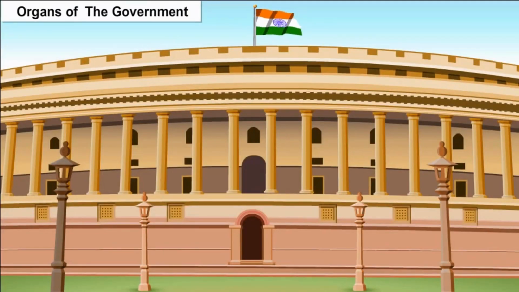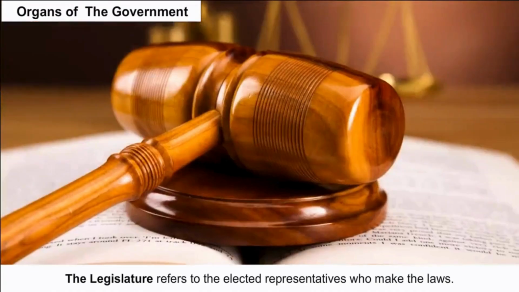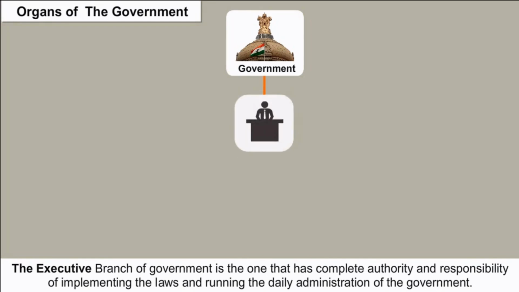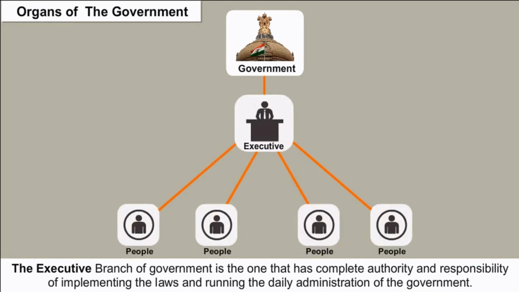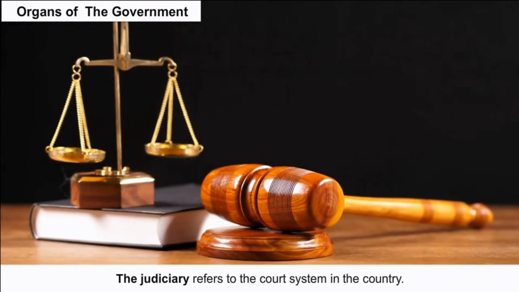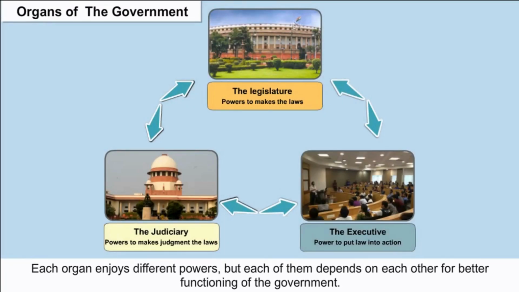Organs of the government. Legislature refers to the elected representatives who make the laws. The executive branch of government is the one that has complete authority and responsibility of implementing the laws and running the daily administration of the government. The judiciary refers to the court system in the country. Each organ enjoys different powers, but each of them depends on the others for better functioning of the government.